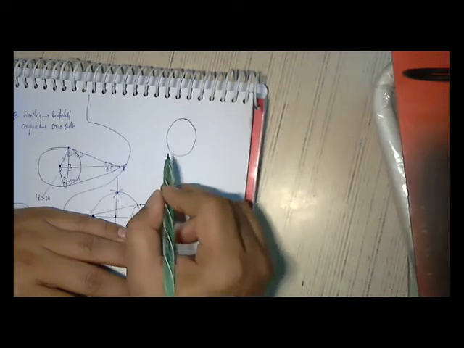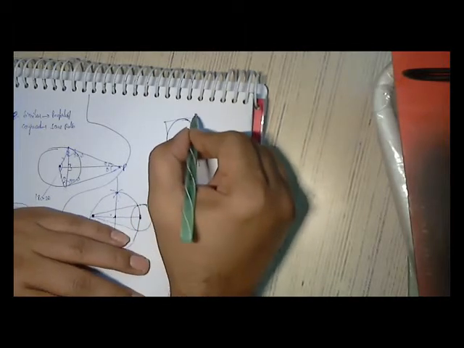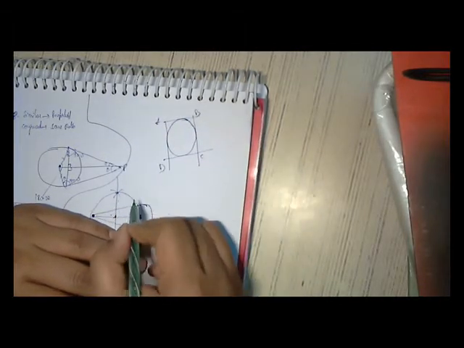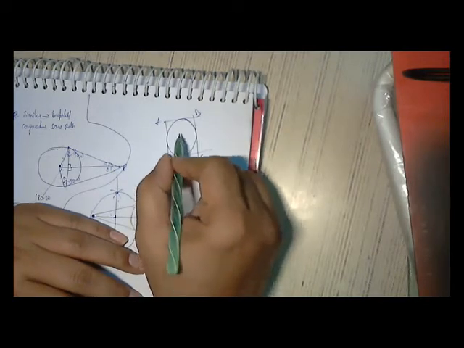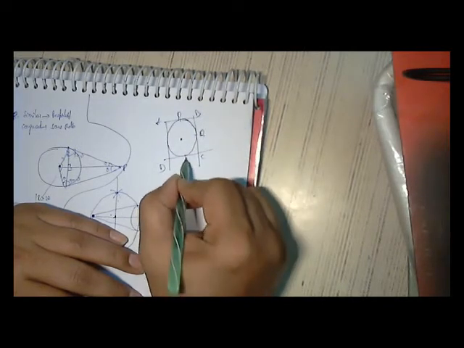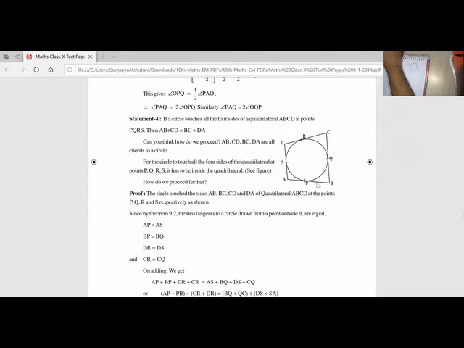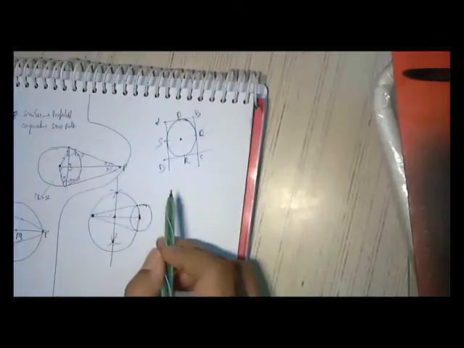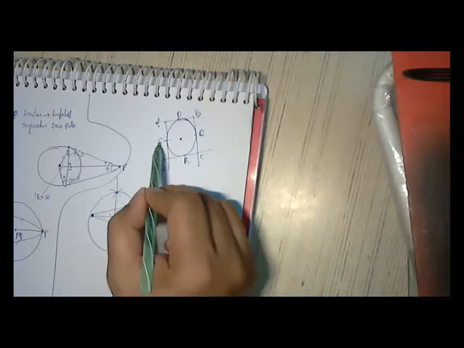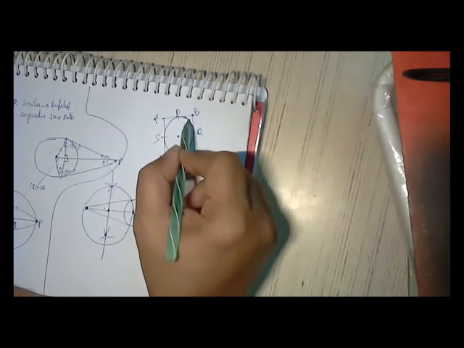Let us see here. So let us say this is the circle. A, B, C, D. Between A and B is P, between B and C is Q, between C and D is R, and between D and A is S. So A, B, C, D, P, Q, R, S. Now we have to find. See, from this point, these are the tangents to the circle.